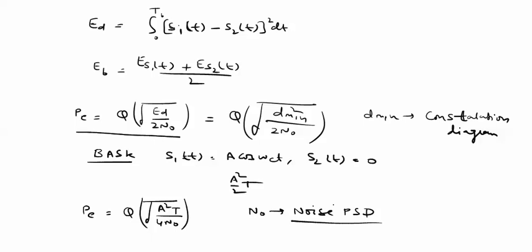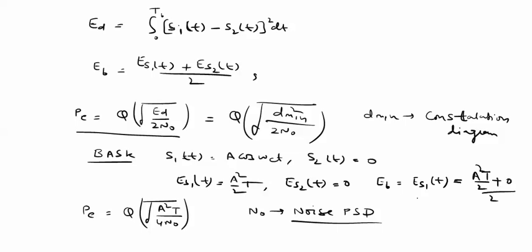If we want to write it in terms of EB, EB can be calculated: ES1(t) is A square T by 2, ES2(t) is 0. EB equals ES1(t) by 2 plus 0 by 2, so EB equals ES1(t) by 2, or ED by 2. This means the probability of error can be written directly as EB by 2N0 for ASK.